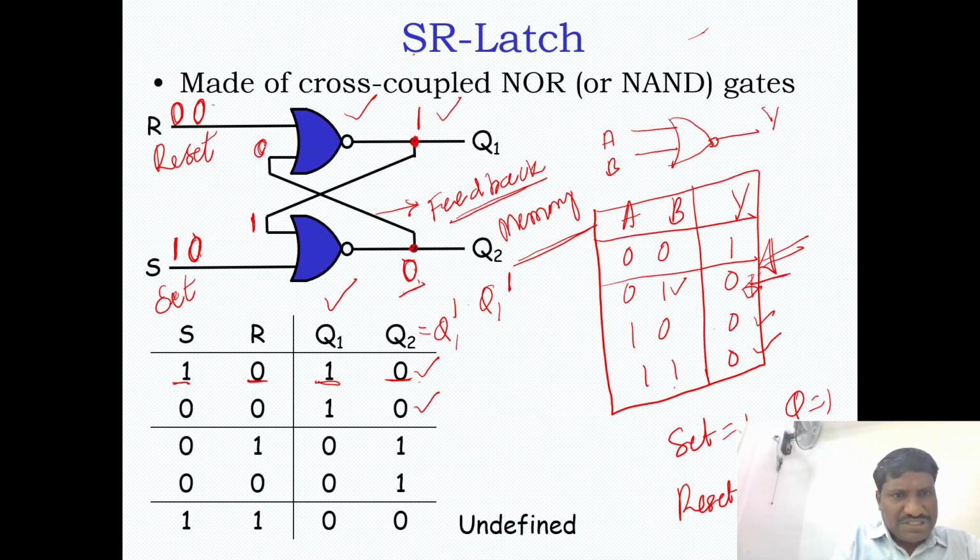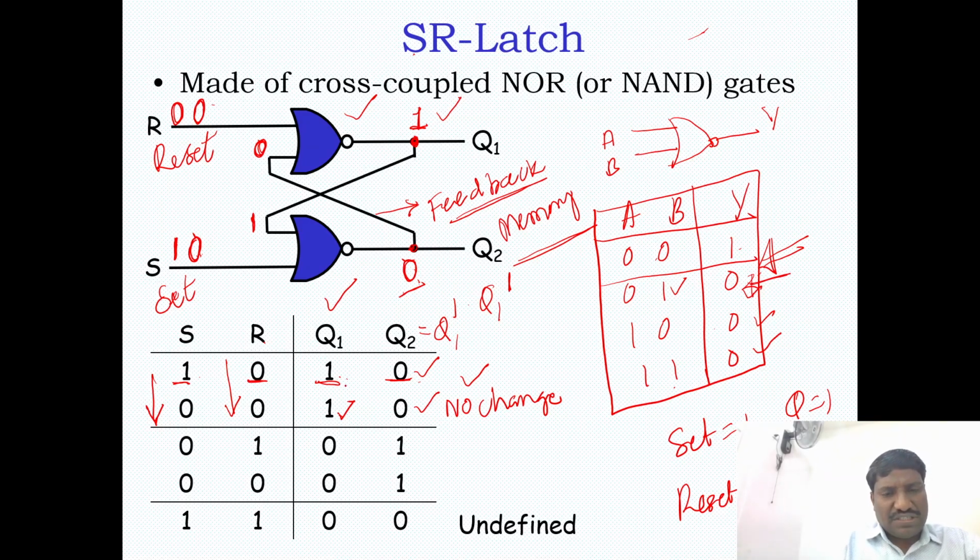With 0 0, this is 0, this is 0. For 0 0, what is the output? For 0 0, the output is 1. So I am getting output 1 for Q1 and output 0 for Q2, though I have changed S from 1 to 0. I didn't change R, but the output does not change. So from this what I can say is, when S is equal to 1 and R is equal to 0, the output is going to set. When you give 0, 0, there is no change.